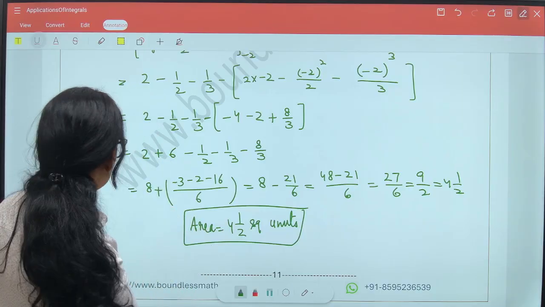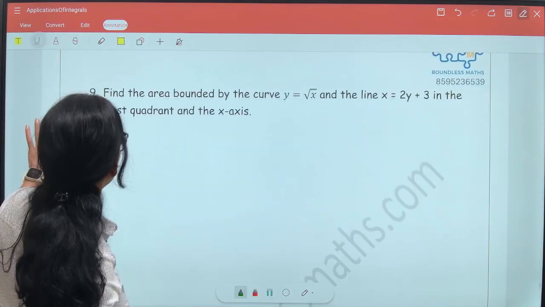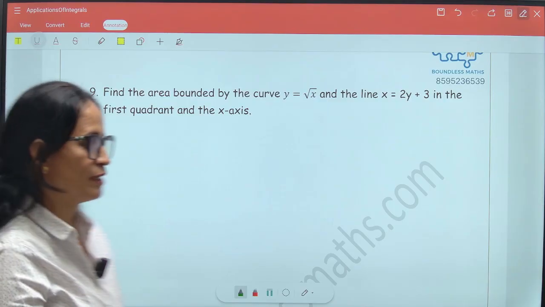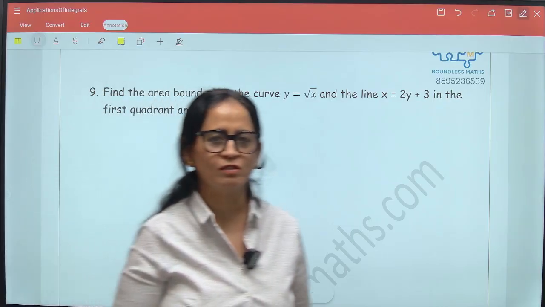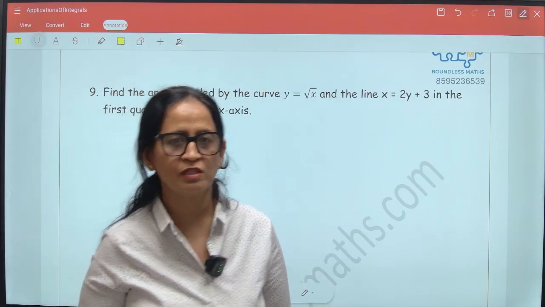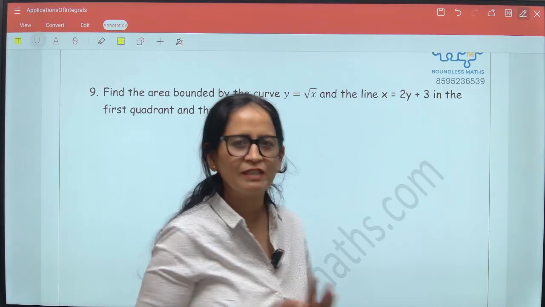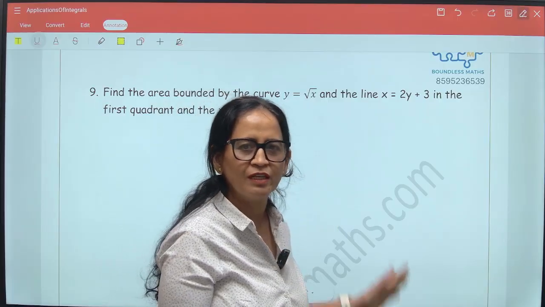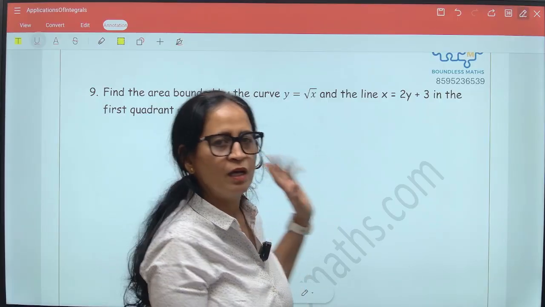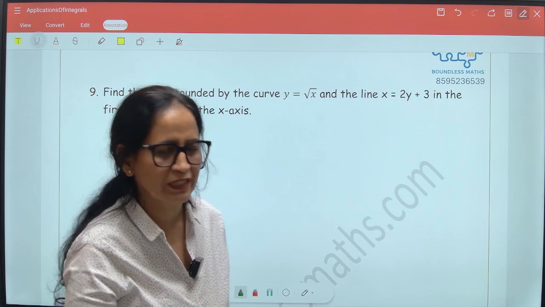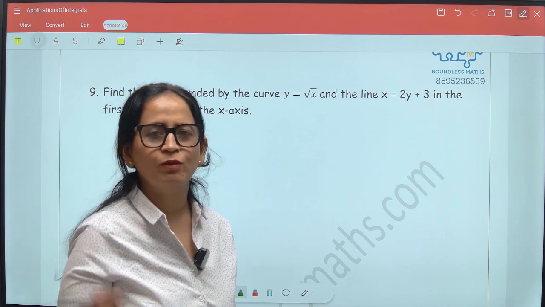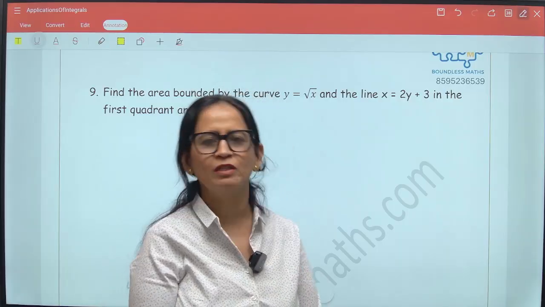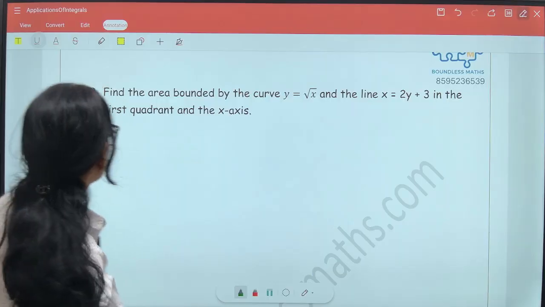Got it? Okay, so let's move to the next question. Find the area bounded by the curve y is equal to square root x. I know you must be wondering how many questions. You're tired of doing so many questions, but I've tried to cover all the kinds of questions that you might get in your exam. So just watch the video till the end. There are very few questions left. We'll cover 2 PYQs also in the end. And we'll also have a look at the common mistakes that children make while solving questions related to area under the curve. So let's do the next question.